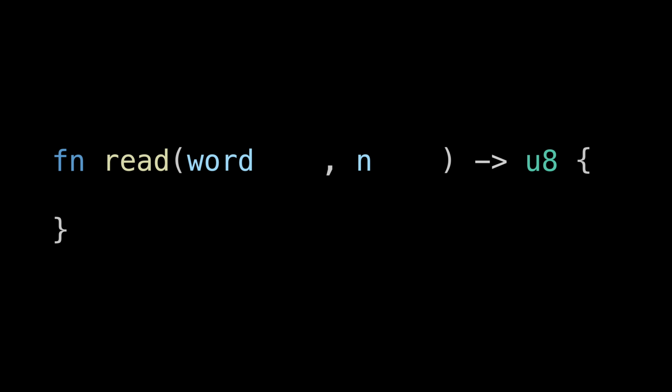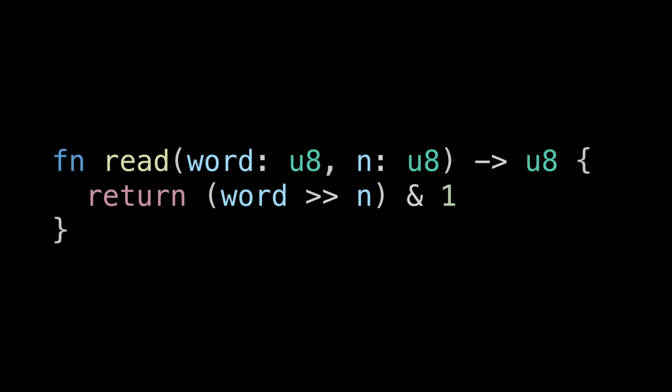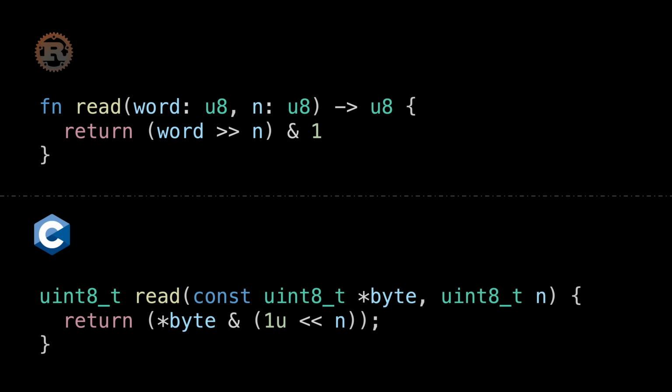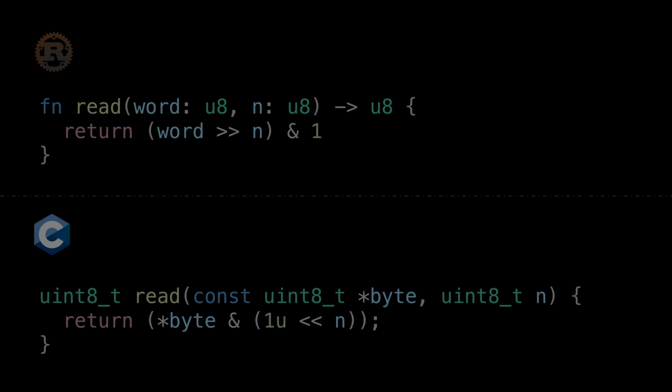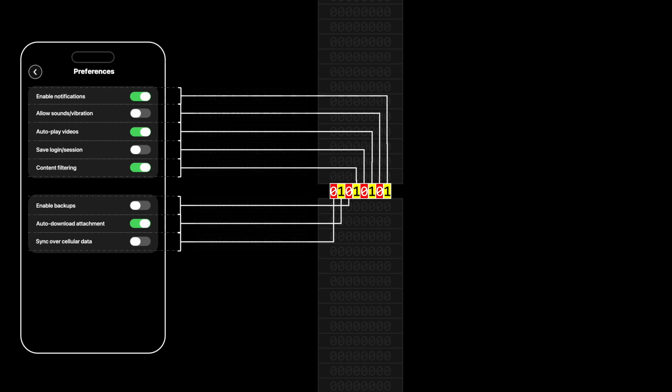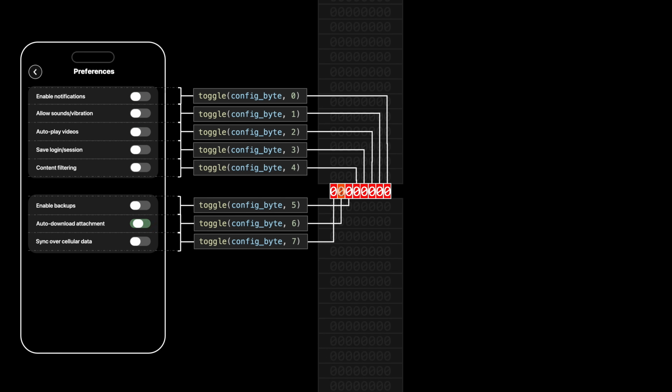So to read a bit, right-shift the word n positions, AND the result with the mask 1, and that gives us the bit value as a normal integer. And these 4 basic functions are all we need to read and write to a single bit inside a word. This technique of storing multiple values inside a single byte is called bit packing, and that's how we solve the problem we described earlier.